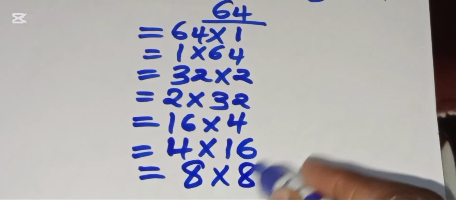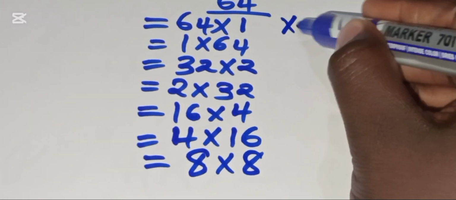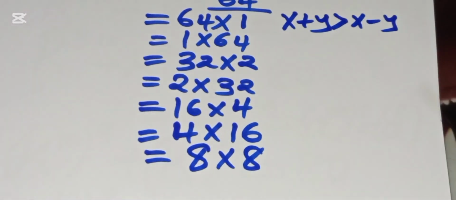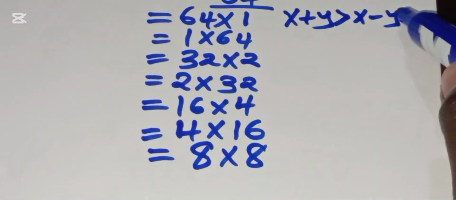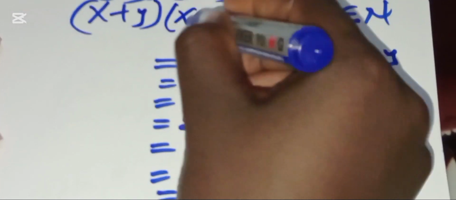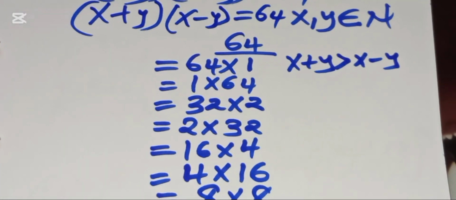We can also have 8 times 8. But now we have the condition that x plus y is greater than x minus y, so you have to ensure that x plus y is greater than x minus y.